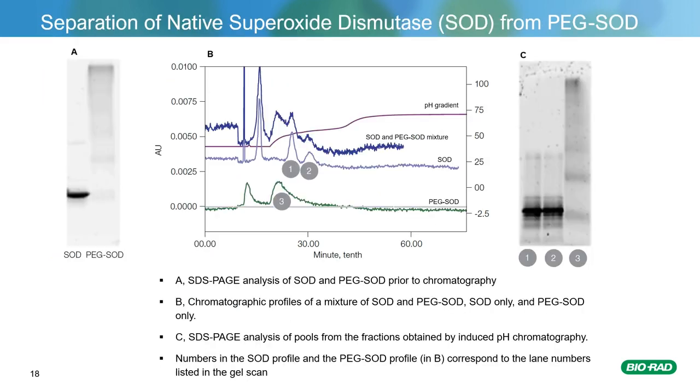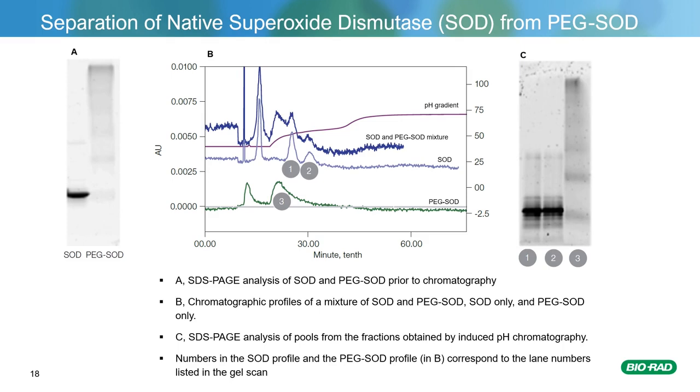Next, I'm going to talk about the separation of native superoxide dismutase from its pegylated form. SDS-PAGE analysis shows that native SOD appears as a single prominent band, whereas PEG-SOD is more heterogeneous, with a smear of higher molecular weight bands.